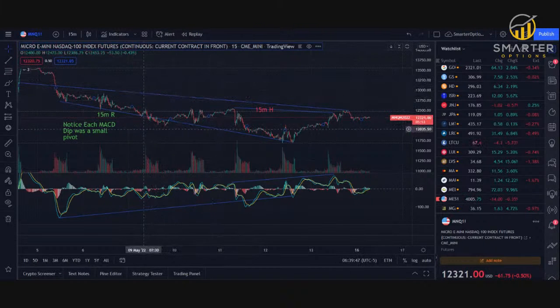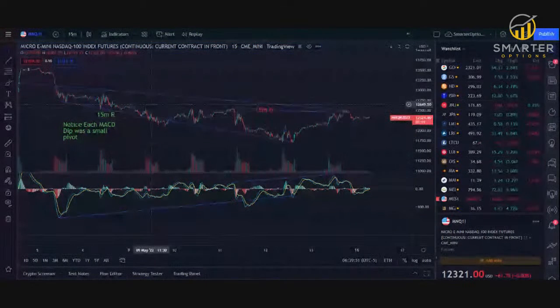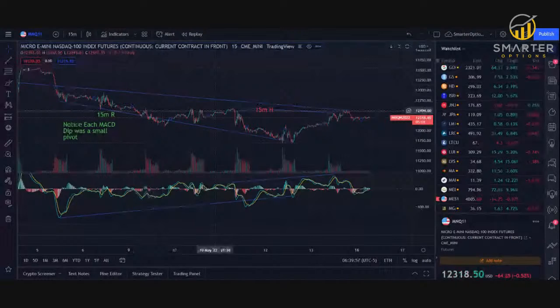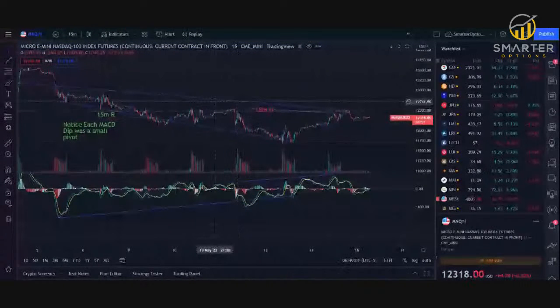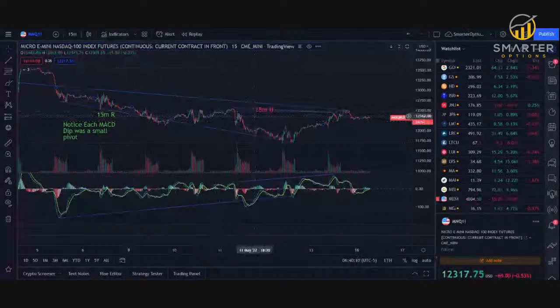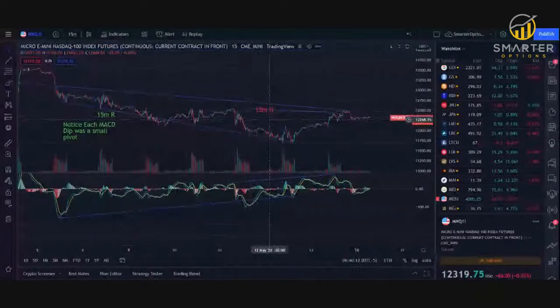Real quick, regular divergence. A bullish regular divergence is when price action has lower lows and the oscillator has higher lows. A regular bearish divergence is where price has higher highs and the oscillator has lower highs. We'll go into some examples here in just a minute.